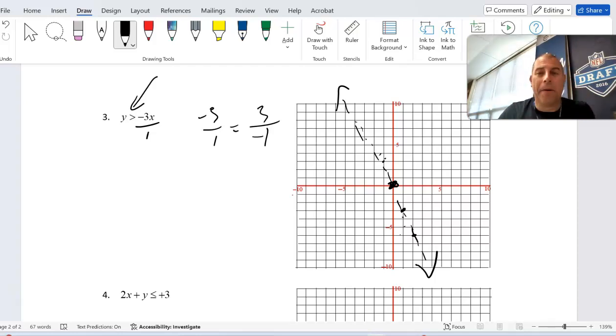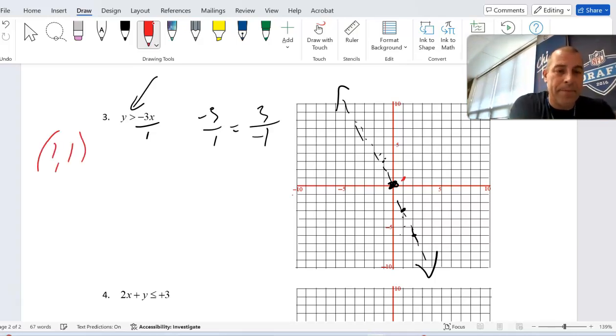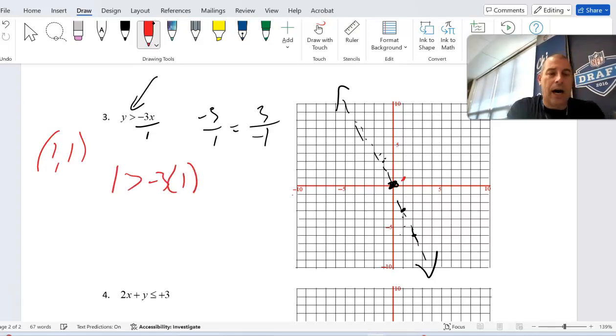So we just grab another point that's clearly not on it and is clearly to one side or the other. It doesn't matter. I'm going to stay with friendly numbers. So I'm going to choose 1, 1 because that's clearly to the right of it, or you can view it as being above it there. So let's plug it in. 1 greater than negative 3 times 1. Is 1 greater than negative 3? Yes, it is.